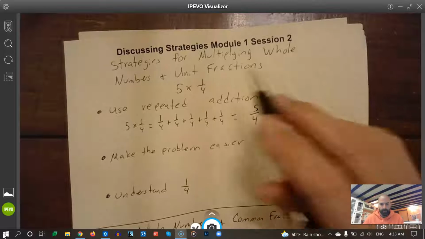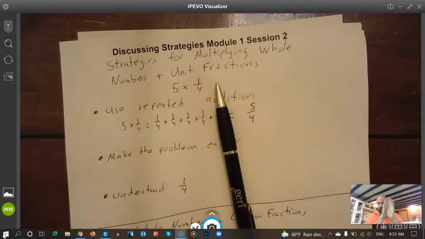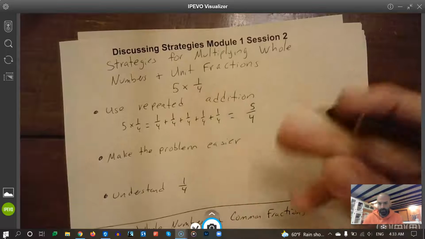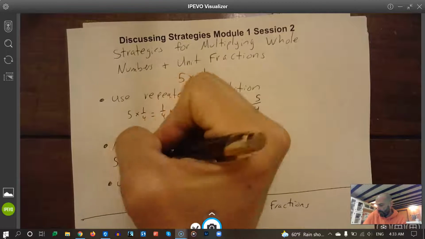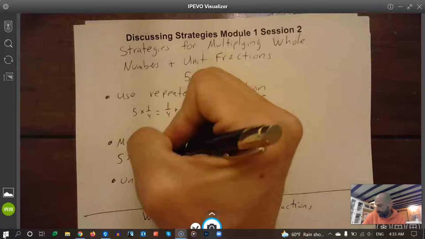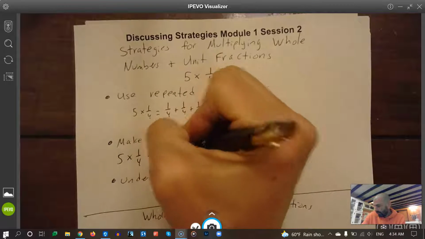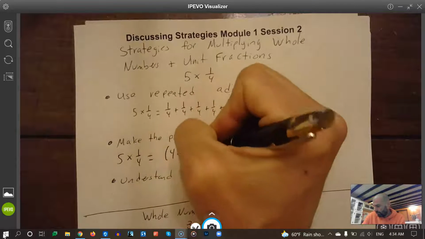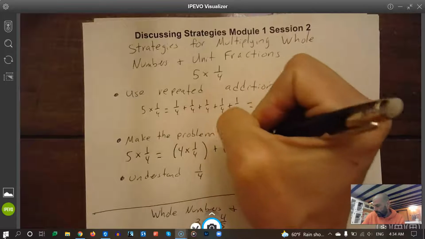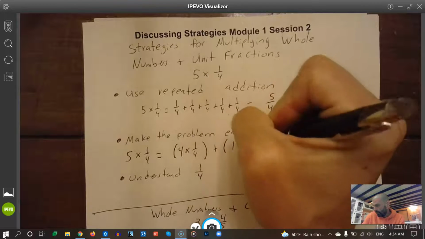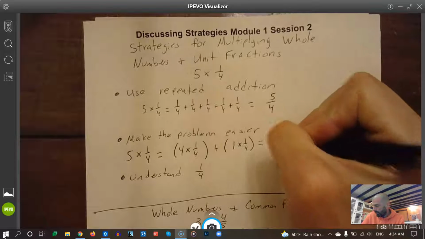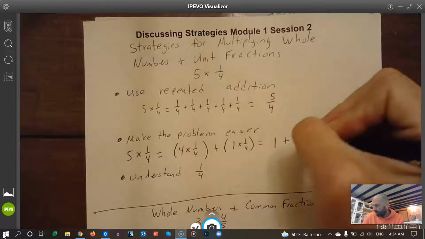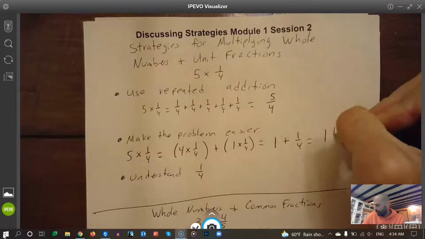Another way that we can go about solving these types of problems is making the problem easier, chunking, just like we do with any other math. So we take that whole number, or whatever number that we have, and we split it into pieces that make our calculations simpler. What would that look like? We have 5 times 1/4. That's the same thing as 4 times 1/4 plus 1 times 1/4. So 4 times 1/4, or 1/4 of 4, is going to get us 1, and then we add 1/4 to it to give us 1 and 1/4.